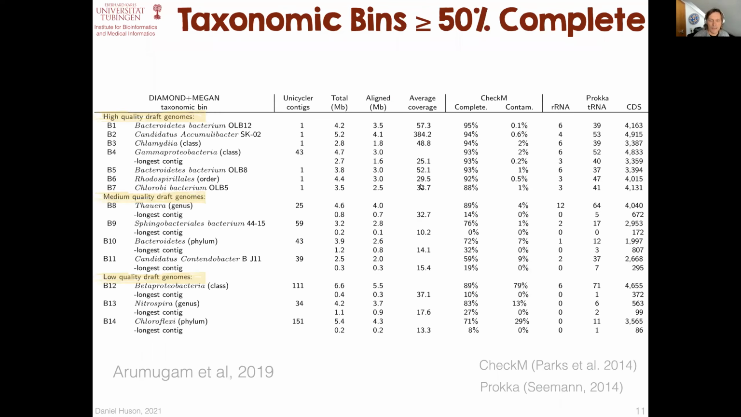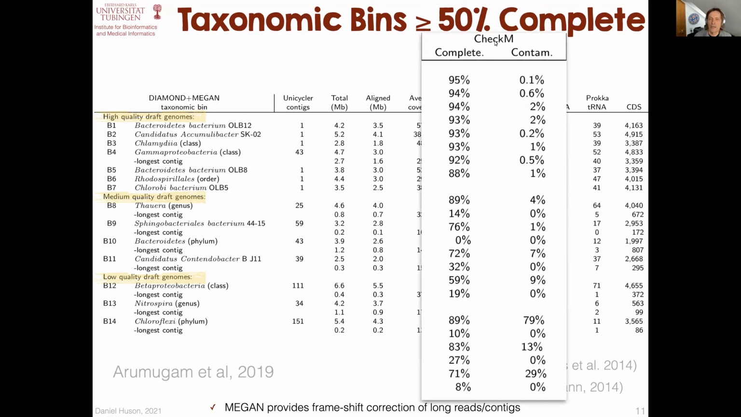That data that we looked at back in 2019 turned out to have a number of high quality draft genomes, medium quality draft genomes, and some low quality draft genomes. These terms are defined via a tool called CheckM, which you can give a draft genome and ask it to evaluate the completeness and contamination. People like to say that if you're over 90% complete and under, I think, 5% contaminated, then you're high quality. There are thresholds for medium and low quality too. And you can see that we have nice completeness here and low contamination.